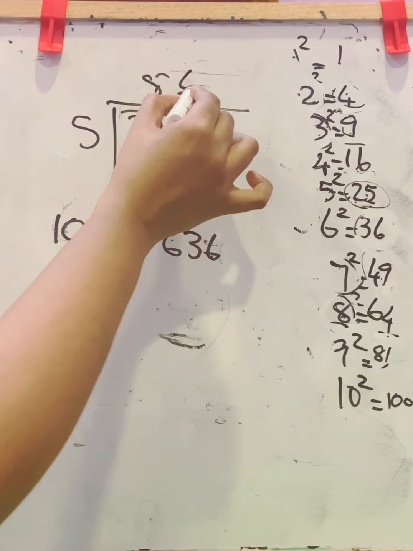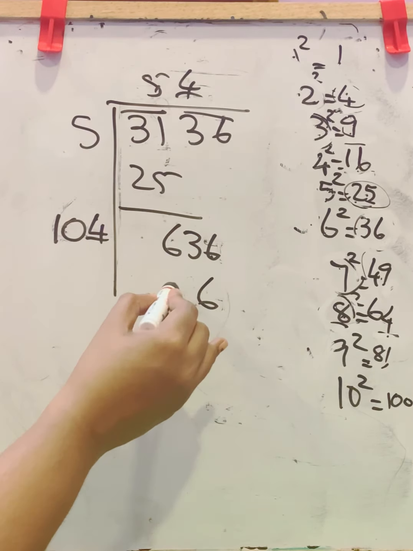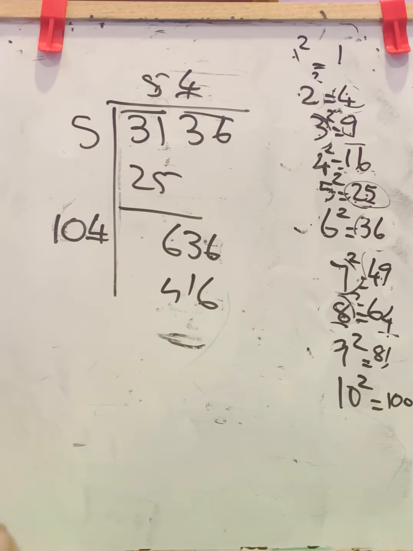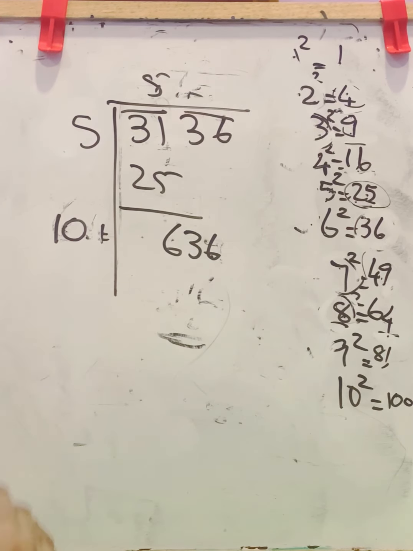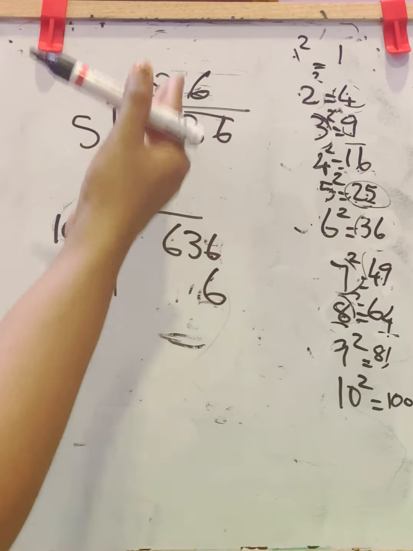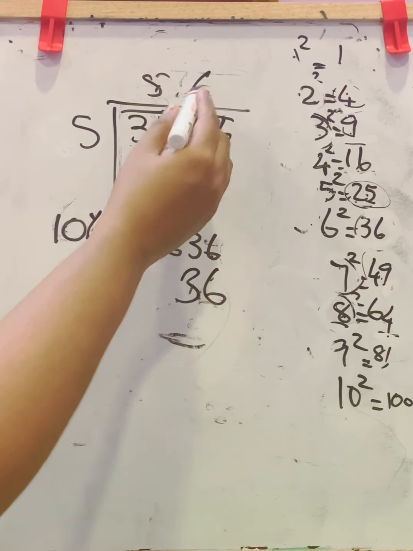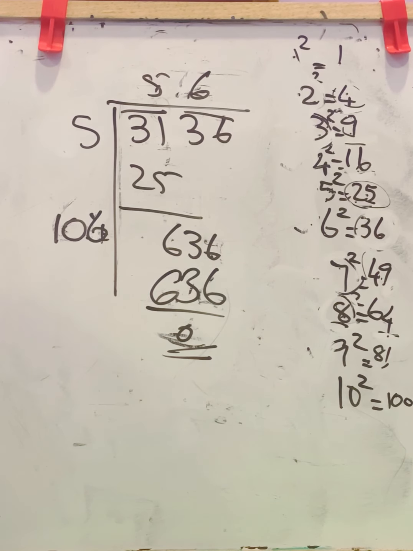We will start with 4. 4 4s are 16. Balance 1. 4 0s are 0 plus 1, 1. 4 1s are 4. It is not the number. Next is 6. 6 6s are 36. Balance 3. 6 0s are 0 plus 3, 3. 6 1s are 6. Yes. 56. Square root of 3136 is 56.